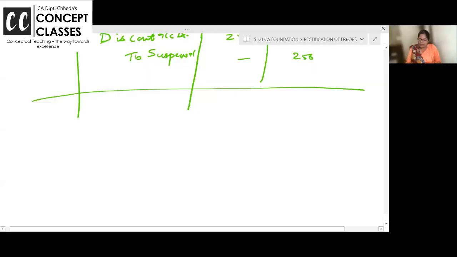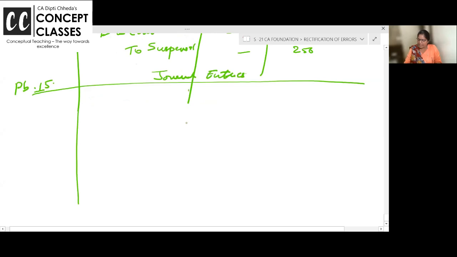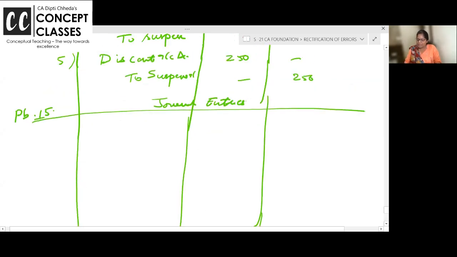I hope you all are revising the classwork at home also. Continue doing it now. Yeah, full page, new page, problem number 15. You have to write the heading journal entries, and then we should write date, particulars, debit amount, credit amount. Date, particulars, debit amount, credit amount. Date, particulars, debit amount, credit amount. All clear, chal.